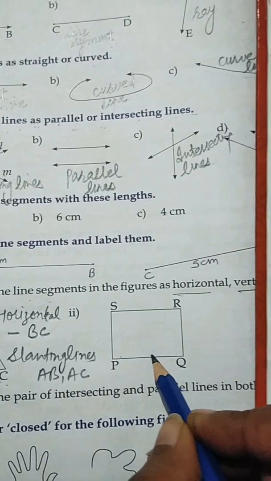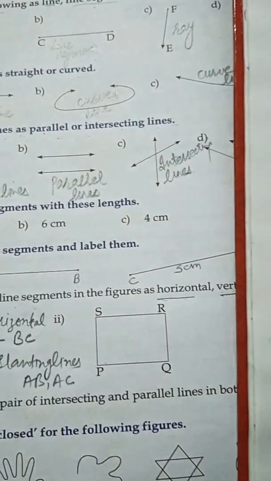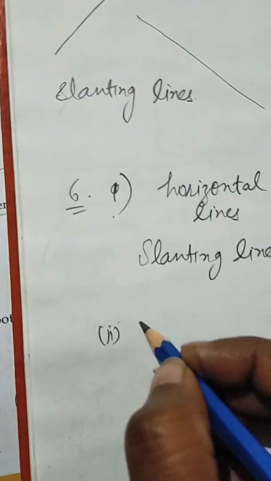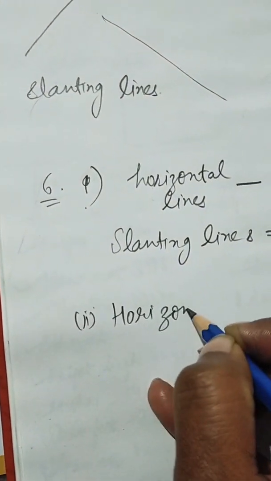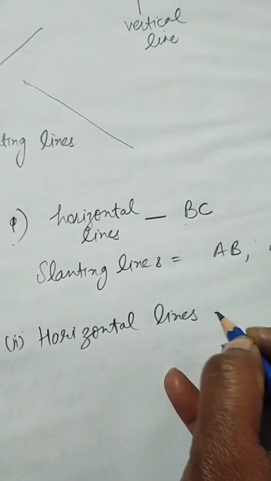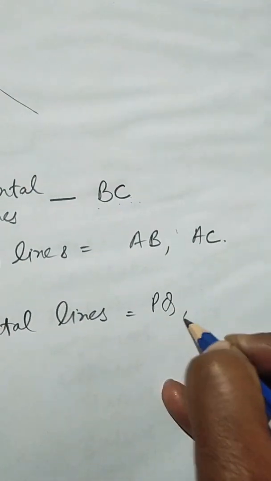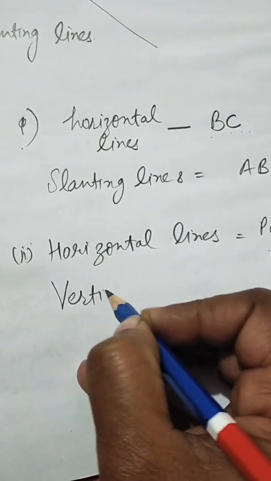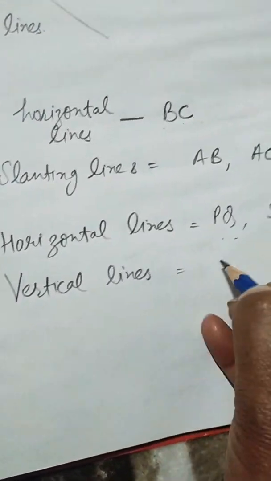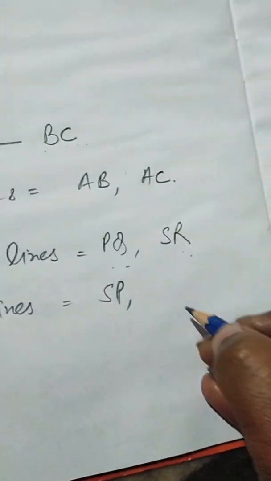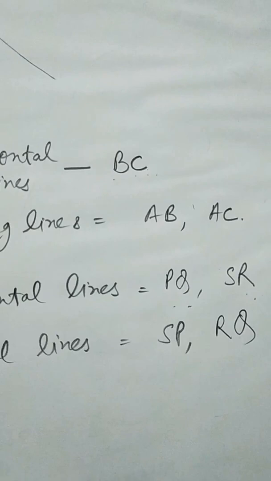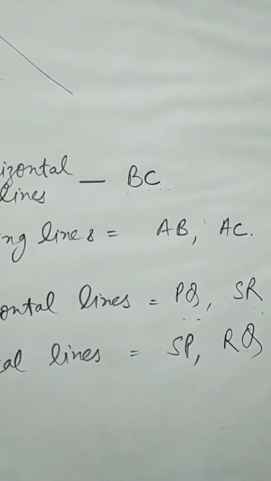Yes, after that in B diagram we have to tell horizontal, vertical and slanting lines. Here horizontal lines are PQ and SR. Here we will write horizontal lines, that is PQ and SR. These both lines are horizontal lines. Vertical, standing lines, that is SP, this is the vertical line, and RQ, this is the second vertical line. Yes, and here in this diagram you can see there is no slanting line.